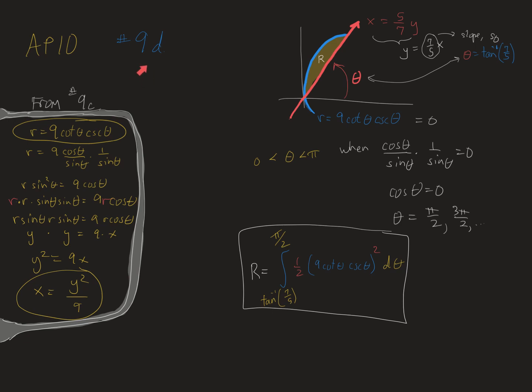Alright, a lot of people asked about 9D. First, 9C asked to rewrite this equation in polar form. So I just went backwards, but you could have gone in either direction, and it shows how to go from here to there.